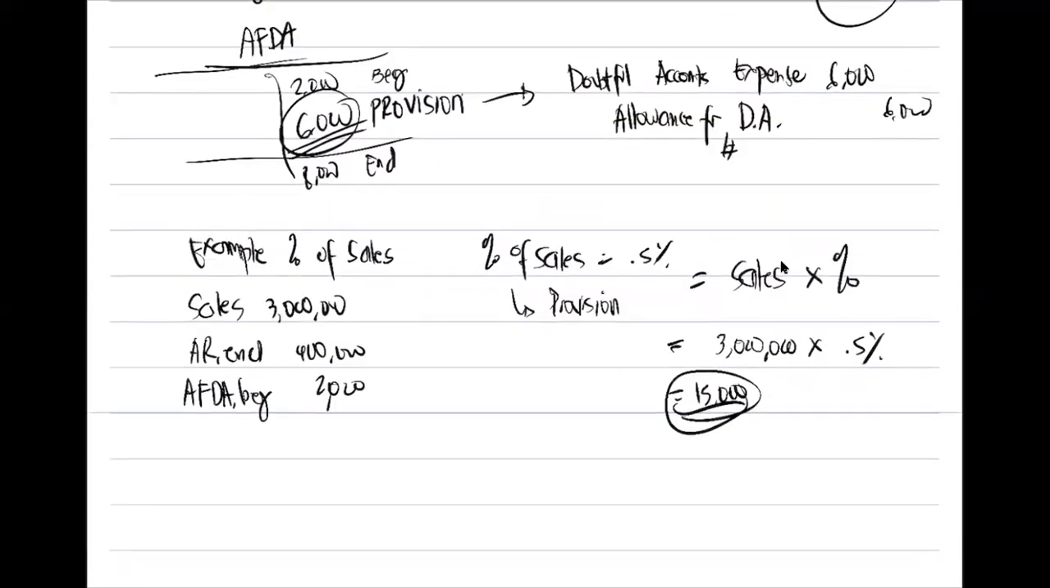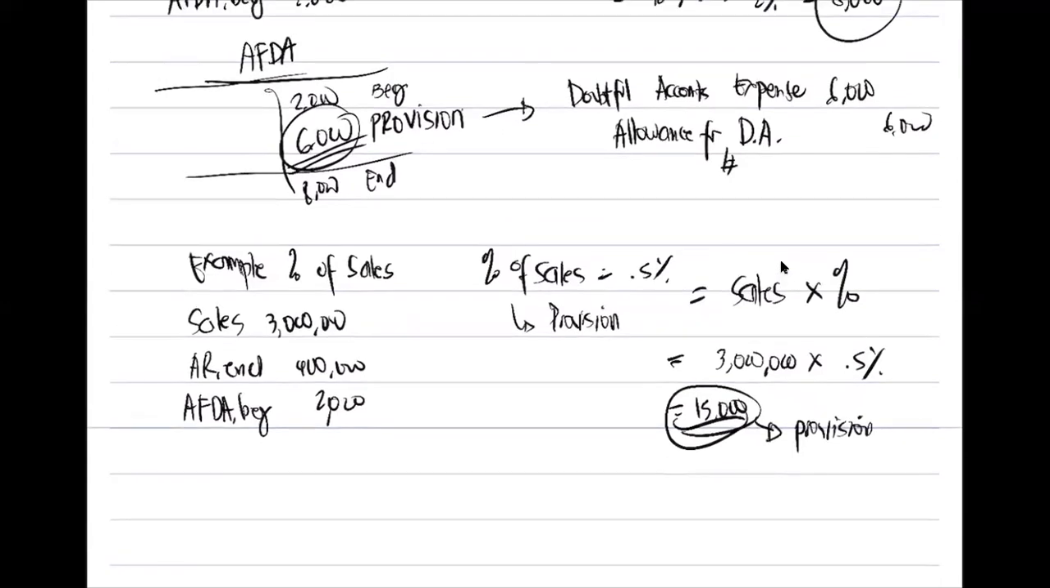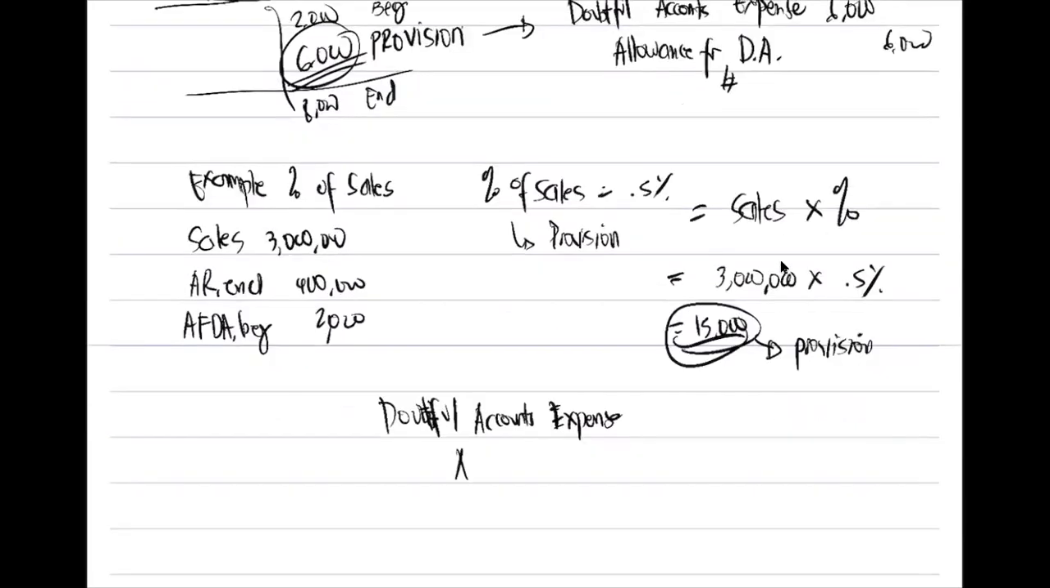Okay, 15,000. Ano tong 15,000? Yan na yung amount ng ating provision. So since provision na yan, hindi na natin kailangan gamitin yung ating AFDA account. Kung magkano na yung na-compute, yun na yung amount. So doubtful accounts expense, credit, allowance for doubtful accounts, 15,000.